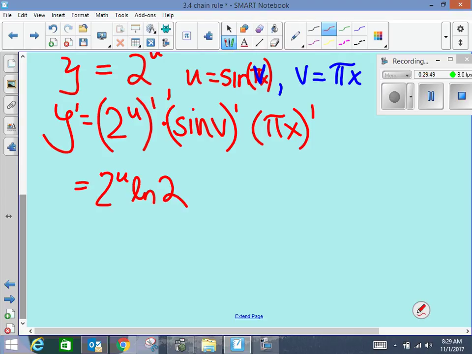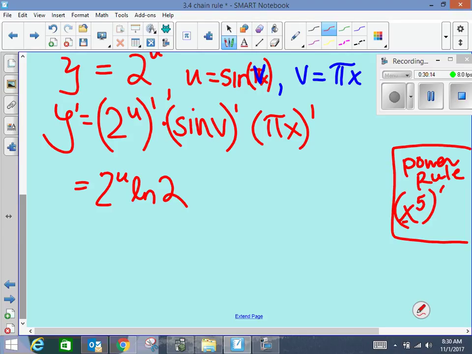Now, I stopped her, but I probably should have let her finish because that's a very common mistake. She wanted to use the power rule, didn't you? Yes. Okay. You only get to use the power rule when the base is your variable, like x to the 5. You can't use it when your base is your constant. That's a different derivative. Okay.